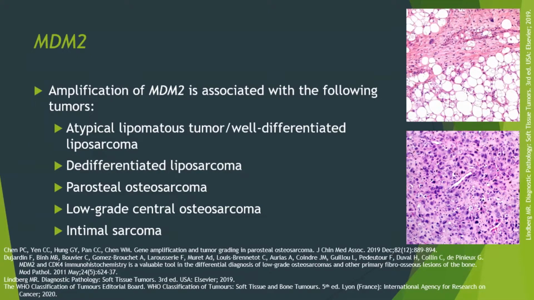For sarcomas, it has been found that MDM2 amplification is associated with atypical lipomatous tumor or well-differentiated liposarcoma, dedifferentiated liposarcoma, parosteal osteosarcoma, low-grade central osteosarcoma, and intimal sarcoma. So in this group of tumors, it is usually the adipocytic tumors that see the most need for MDM2 amplification testing.